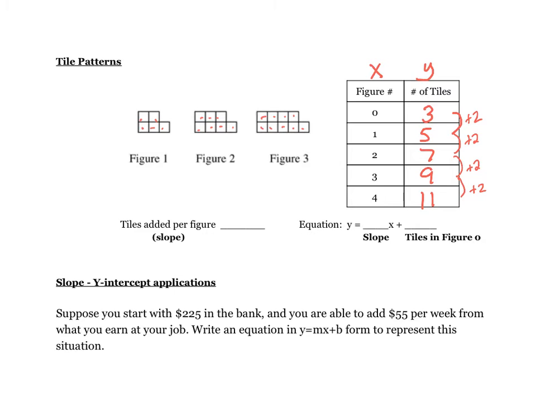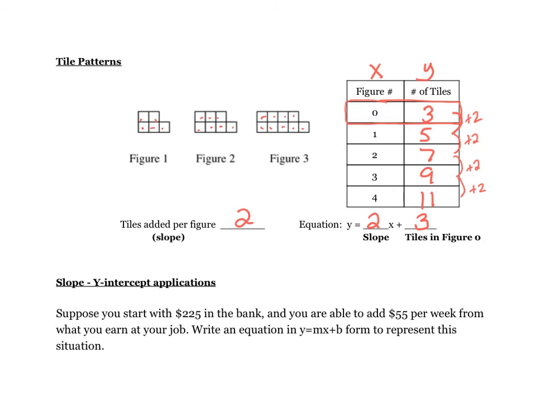So the tiles added per figure, that's another fancy name for the slope. So it's adding 2 tiles per figure. And the y-intercept, of course, would be when the x value is 0, which happens to be in our table at figure 0. So the y-intercept would be 3. So our equation would be y equals 2x plus 3.